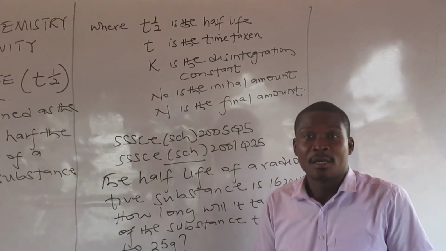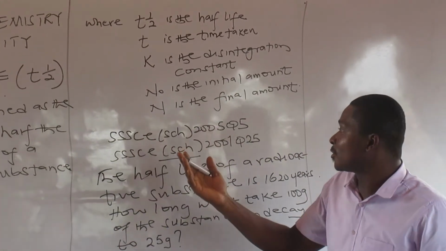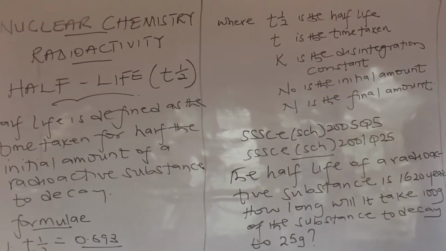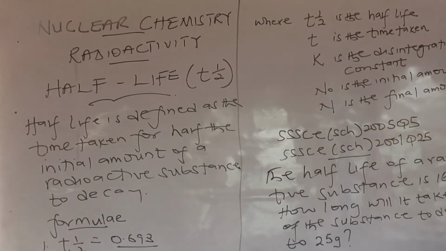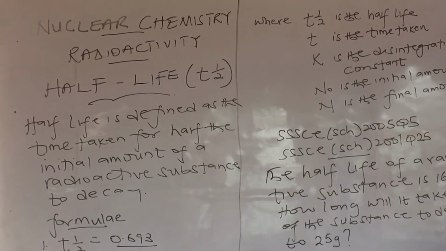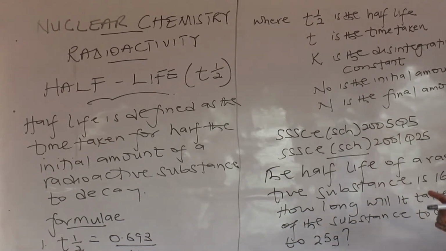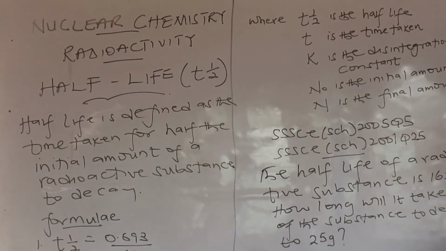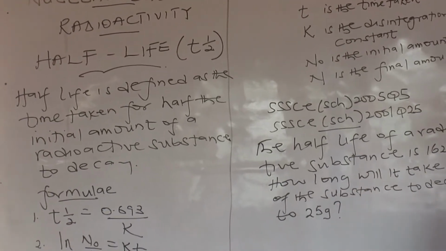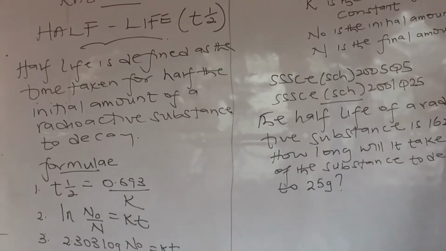Okay, so let's go to the next subtopic, still under radioactivity: half-life. Now, what is half-life? The half-life is defined as the time taken for half the initial amount of a radioactive substance to decay. That is half-life. So these are the parameters we are going to use. Without wasting much time, we just go to our first question.